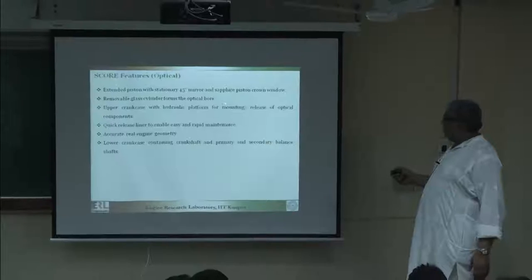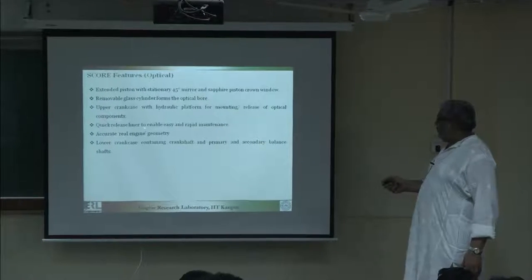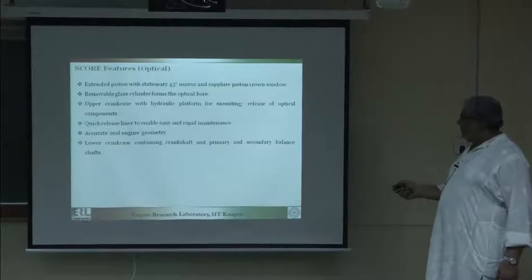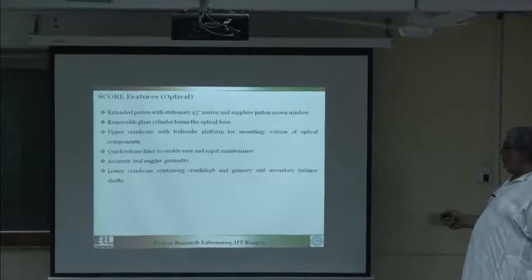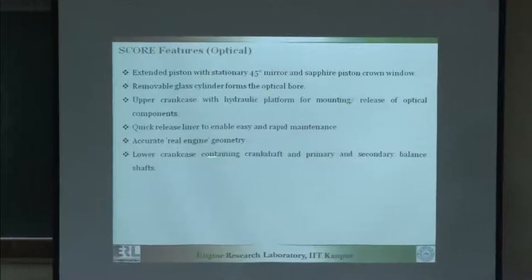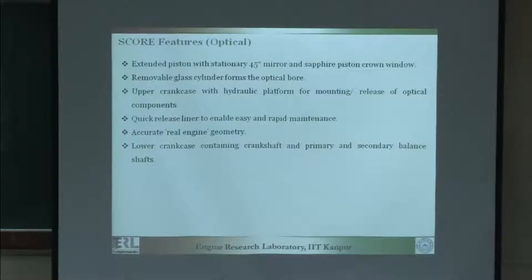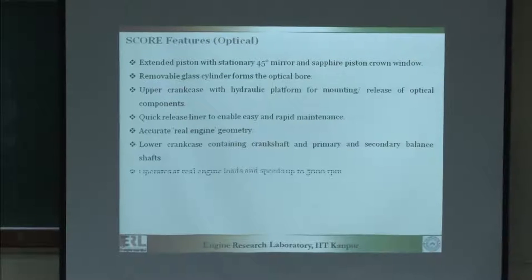So you have an extended piston with a stationary 45 degree mirror. This mirror is not a part of the piston; it is a part of the cylinder block, attached to it and fixed, it does not move. Then it has removable glass cylinders that form the optical bore. There is an upper crankcase with a hydraulic platform for mounting and release of the optical components, and as I mentioned, you need to clean it very quickly, so there has to be a quick release liner to enable easy and rapid maintenance. The lower crankcase contains the crankshaft, and primary and secondary balance shafts are also there.